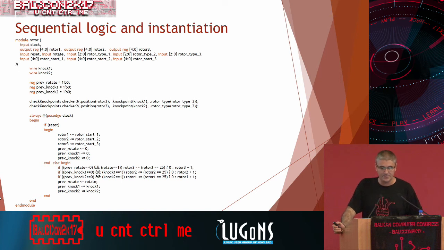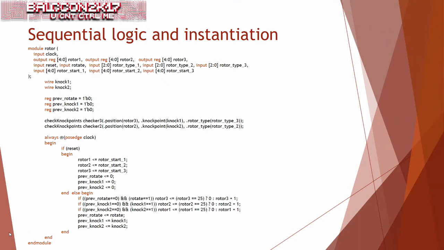Now we have this sequential logic and instantiation. So basically, this is a bit of a tricky one. It's a rotor. When we introduce a signal, we need to rotate first all the 3 rotors. And as you may see, we have the output registers. So we have reg. That means that it's basically D flip-flops are used, and we keep our state.